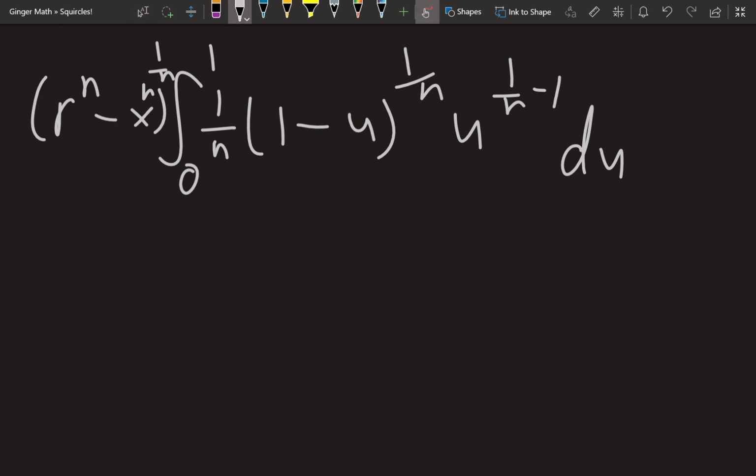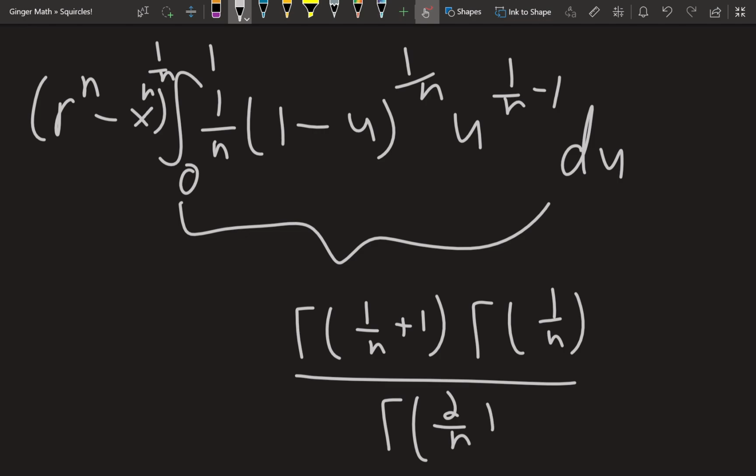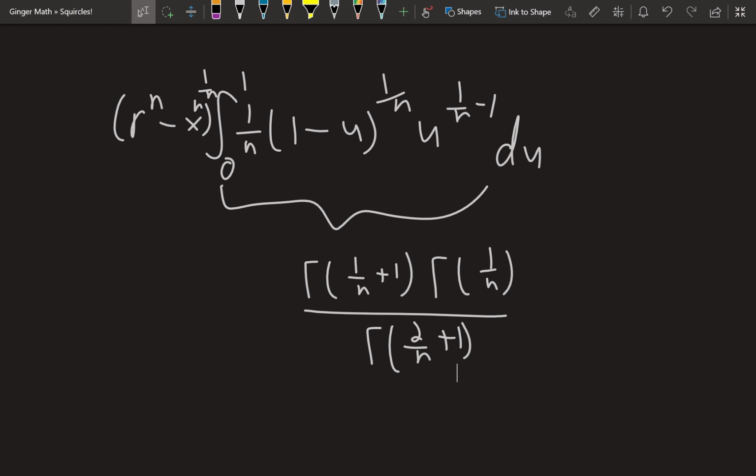So we know that this little term right here is going to be equal to gamma of 1 over n plus 1 times gamma of 1 over n over gamma of 2 over n plus 1. So notice none of that depends on x. So we can actually just factor that entire thing out of our integral.